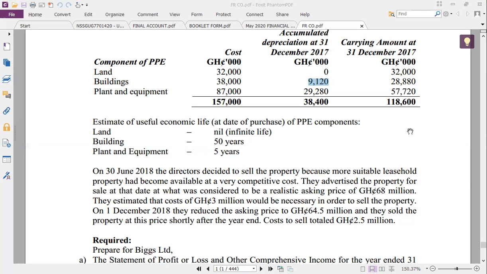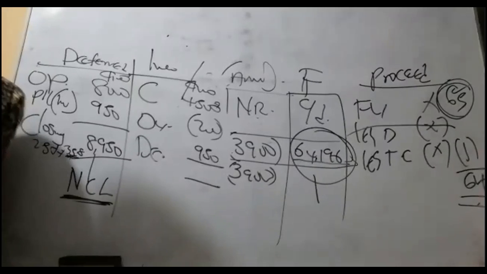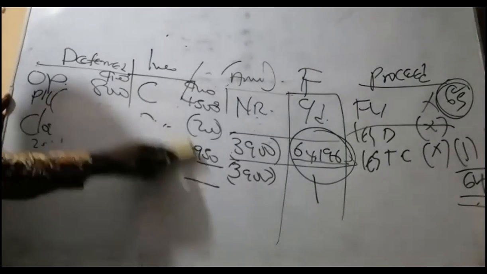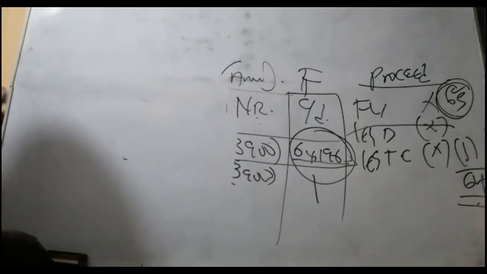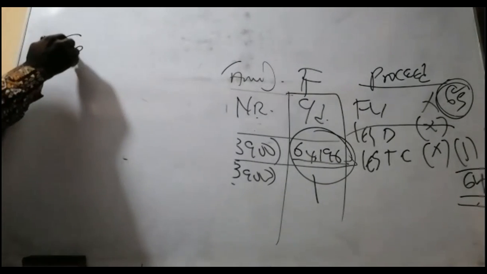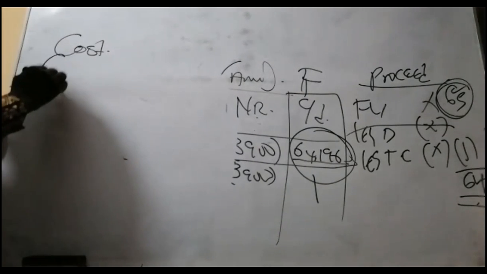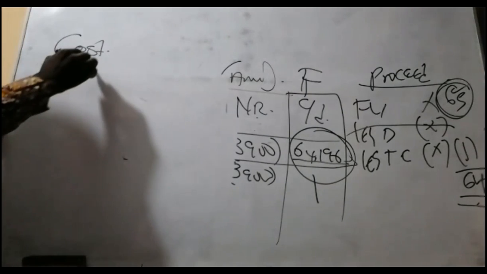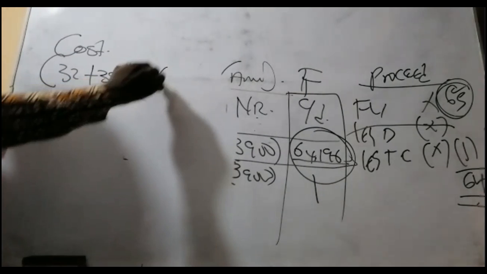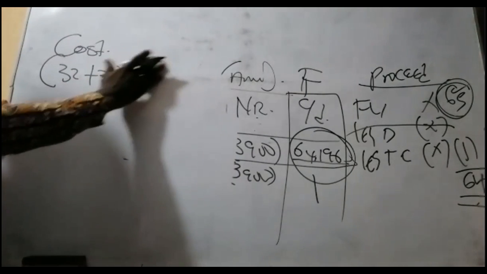Now let's look at the last section of it. Now, what's the fair value of the asset classified? Good. Now let's see how we got the 6,500. So the 6,500, we calculated by picking first the cost of the property. What's the cost of the property? Land, 32. Building is 38, right? That'll give you 70,000, right?